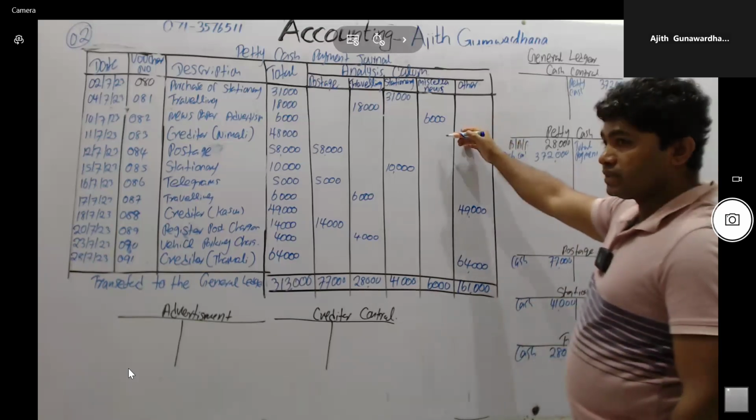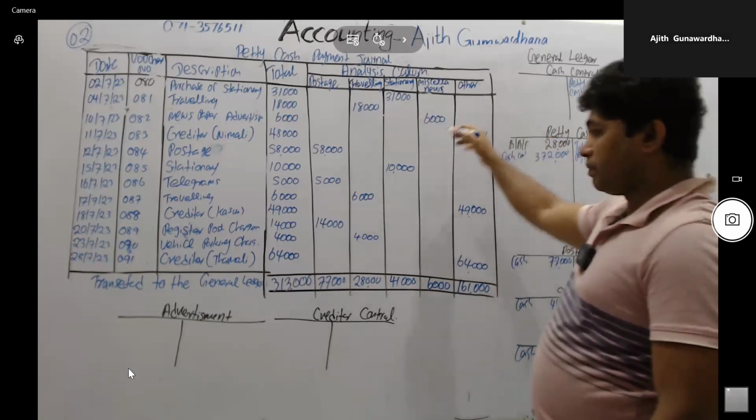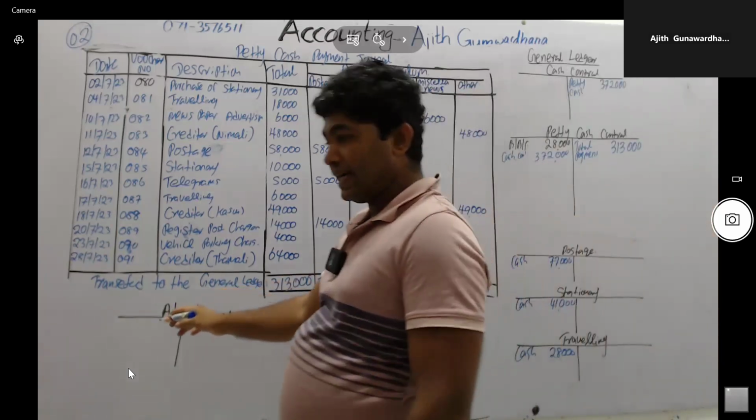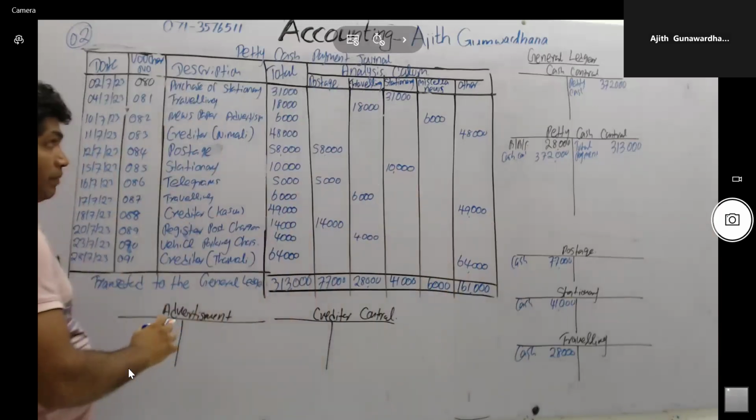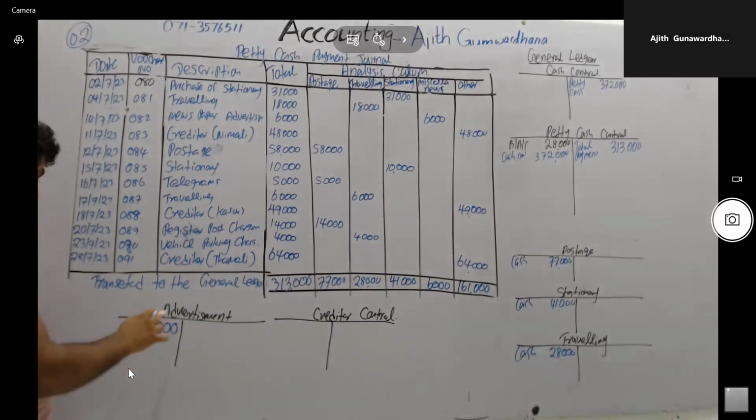But miscellaneous includes newspaper advertisement. Therefore, you have to prepare a separate ledger account as an advertisement. Debit 6,000. In the miscellaneous column, separate accounts have to be made. Therefore, advertisement here as a cash control, as petty cash control.